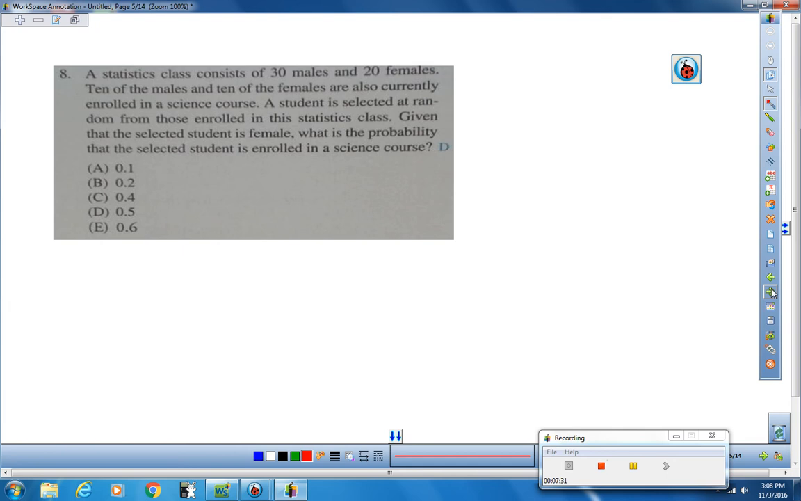Same conditions again. It says a student selected at random from those enrolled in the stats class, given that the student is female. So we know now that we have a female student. Given that the selected student is female, what is the probability that the selected student is enrolled in a science course? Our sample space now is our 20 females. Out of our 20 females, 10 of them are also currently enrolled in a science course. 10 out of 20 is 0.5. That's where this answer comes from. Again, these are all just basic counting problems. When it says given, it reduces our sample space to what those values are. Let's move on to number 9.